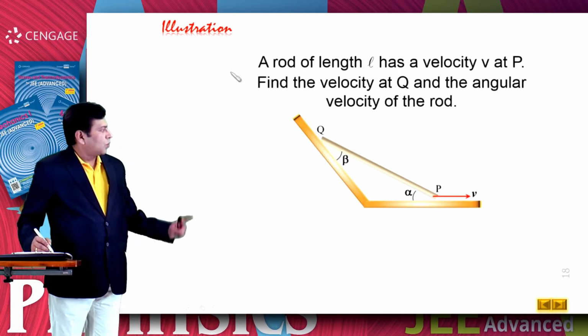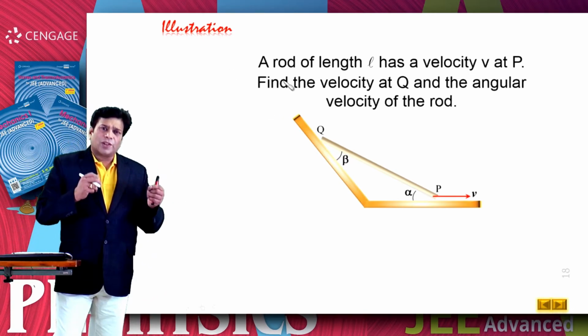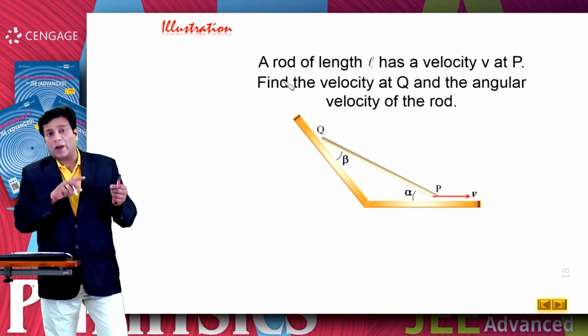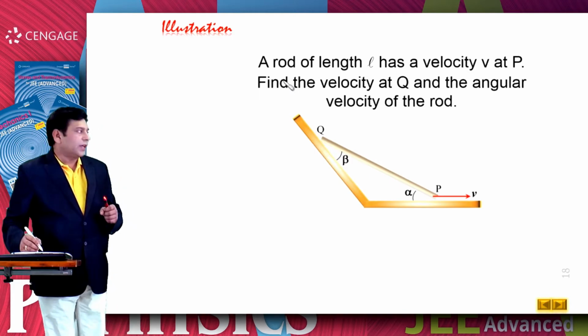Correct? So let us use the first concept, that is the concept of the rigid body, that the velocity of the end points along the length of the rod should be equal.